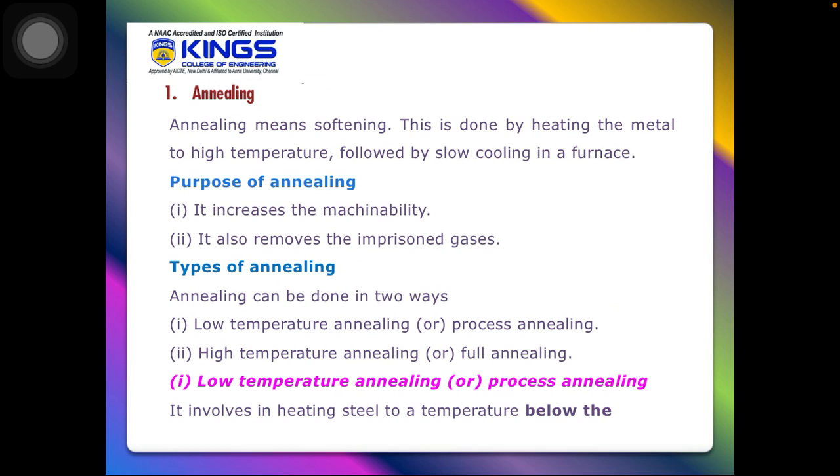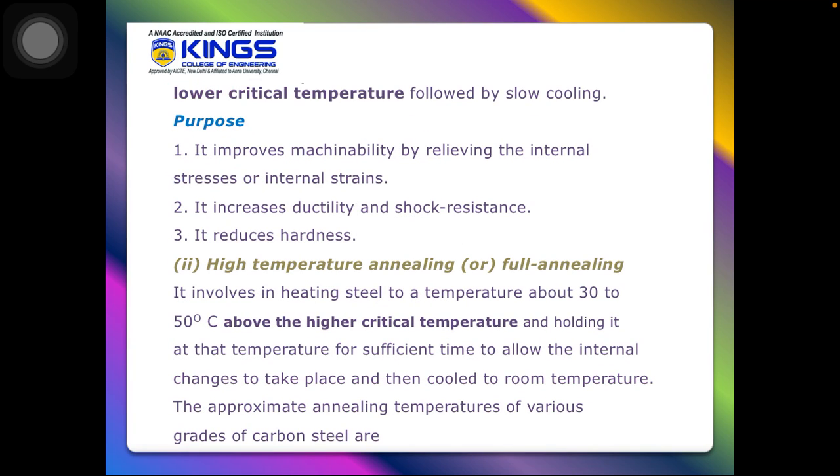Low temperature annealing involves heating a steel to a temperature below the lower critical temperature, followed by slow cooling. The purpose: it improves machinability by relieving the internal stresses or internal strains. It increases ductility and shock resistance. It reduces hardness.